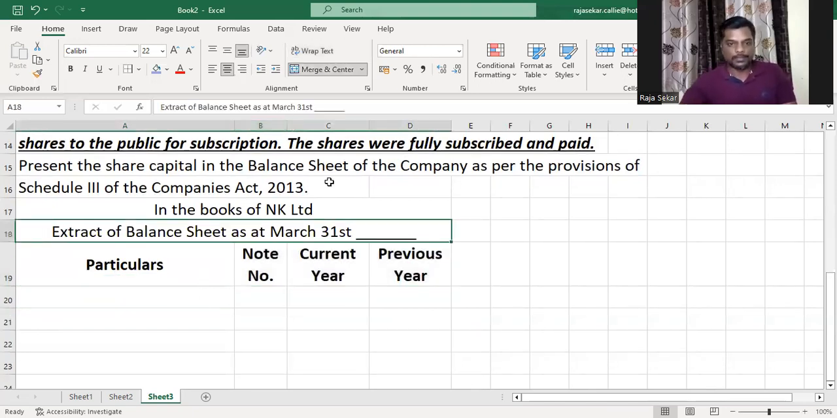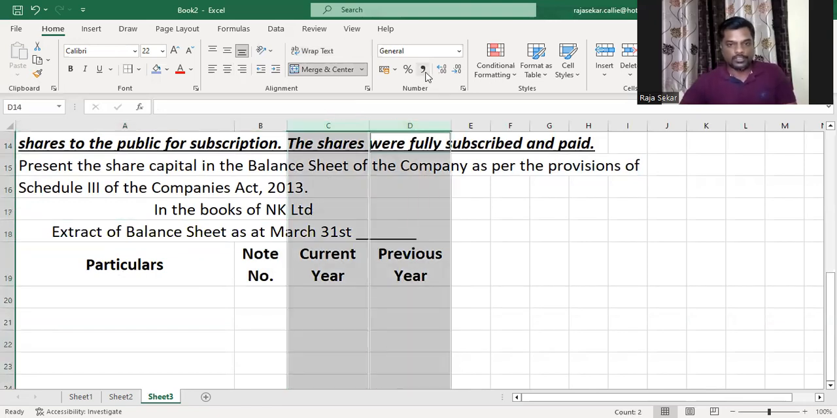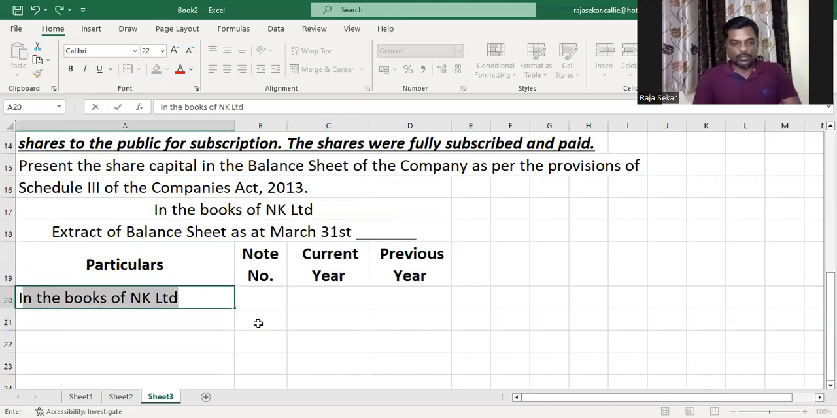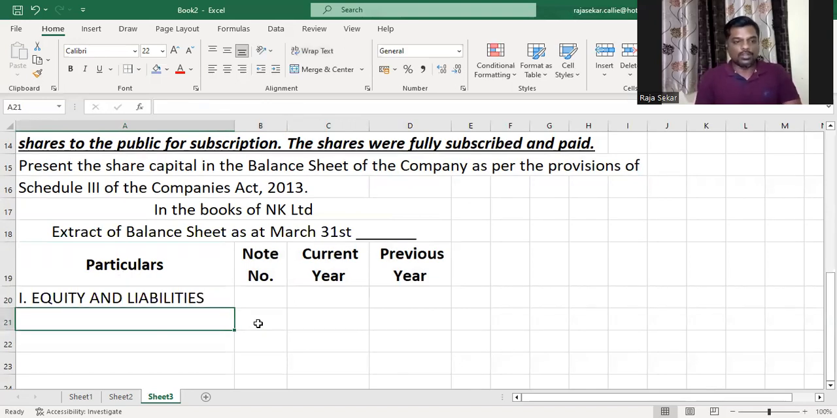And these two are number columns. So yeah. Now what do we write here? First you write Roman letter 1, equity and liabilities, because share capital is shown under equity and liabilities. And under it you write shareholders' funds.